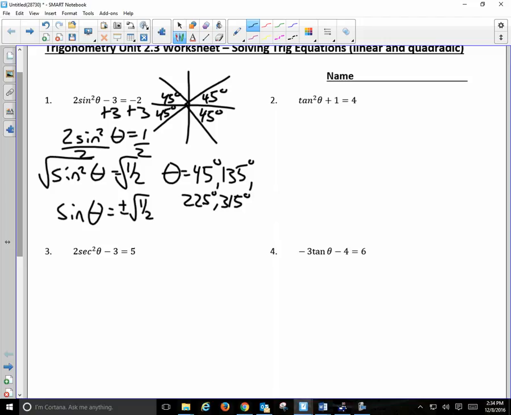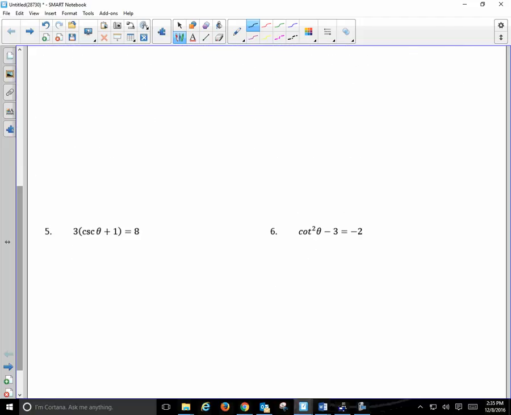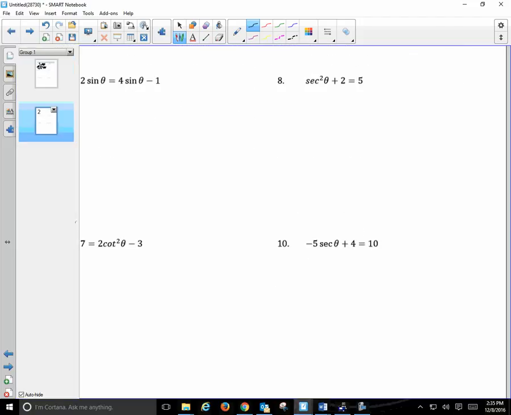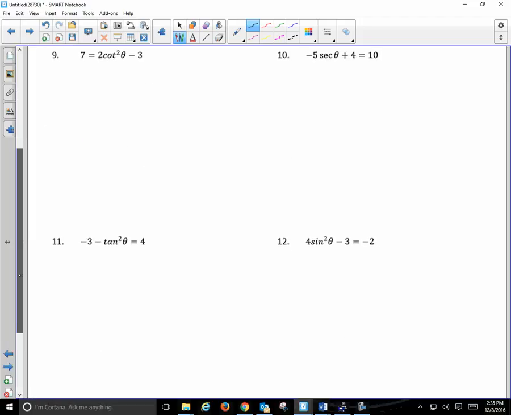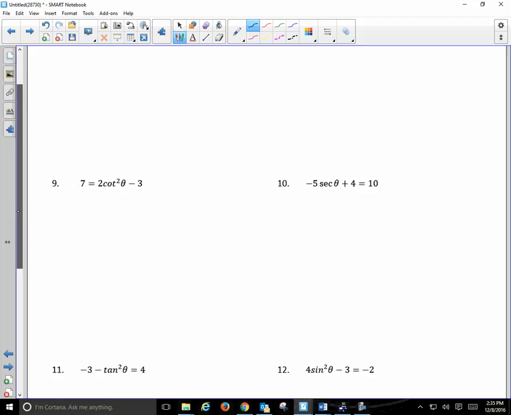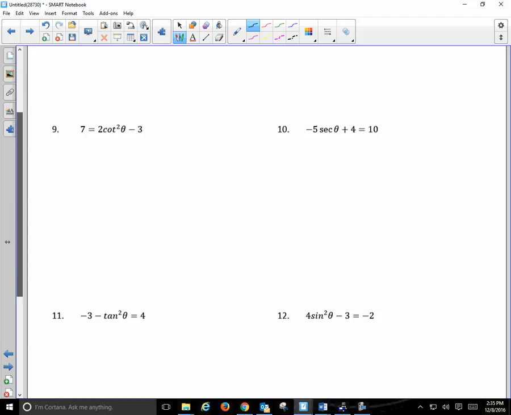Now, if you notice in this example, I haven't given you all problems that are squared. Some of these are not squared. For example, flip it over. Let's try one that's similar to what we did yesterday. Okay. What about like number 10? That's not squared. How do I solve it? What do I do to both sides? Yep, subtract the 4. I get -5. Secant of theta is equal to 6.